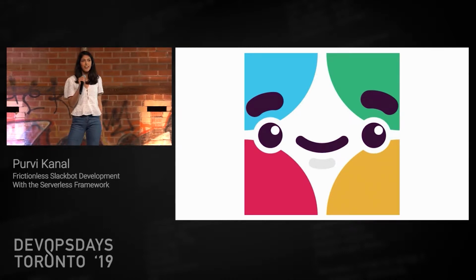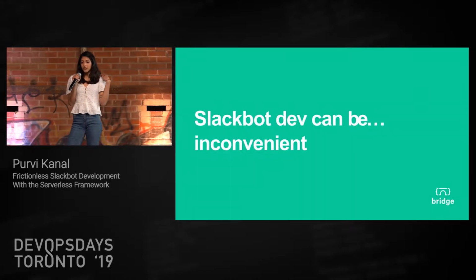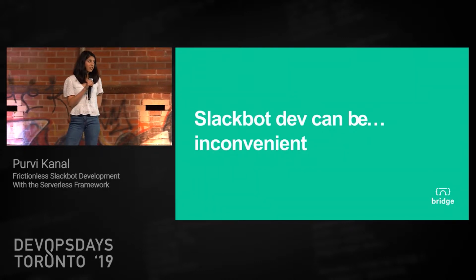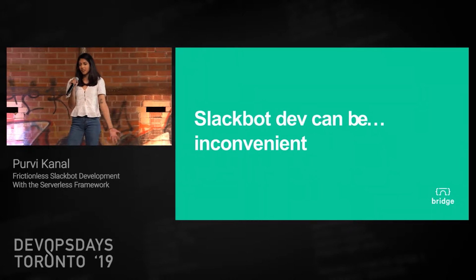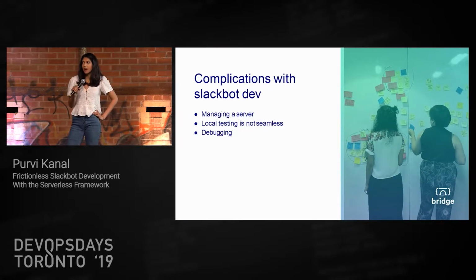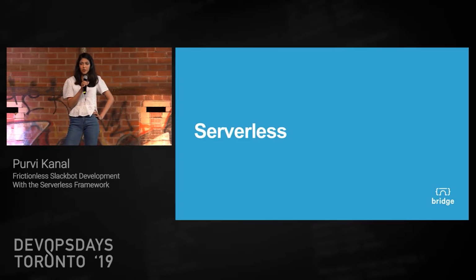I was like, all right, let's create a node server. And soon I learned that Slackbot dev can be pretty inconvenient. Also managing servers is not fun. I hate doing it, and I hate debugging them. There are so many things that are just difficult about it. It can be pretty expensive. If you want to spin up a server for something fun, you're not going to end up maintaining that at all. Local testing for Slackbots is not seamless. They do not integrate well with localhost at all, as I learned. And debugging is pretty difficult too, because you're calling different services.